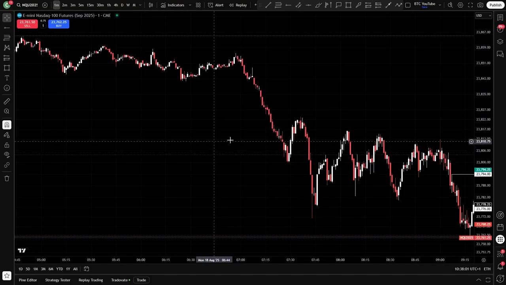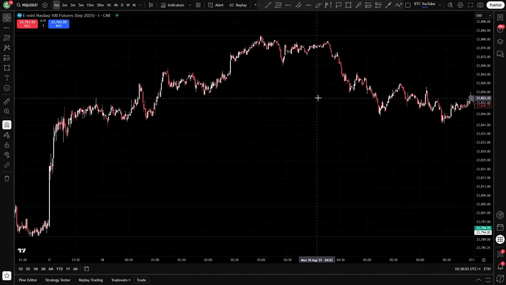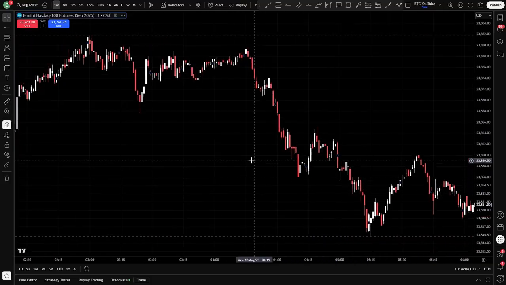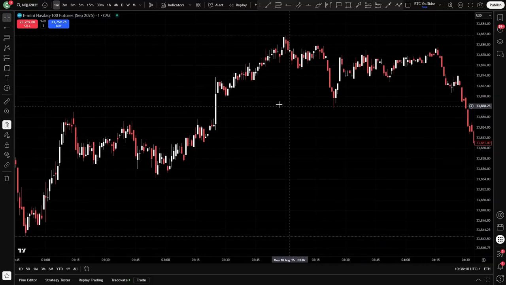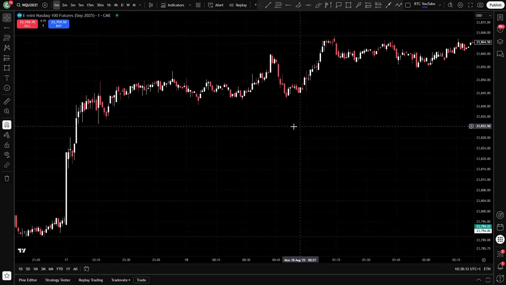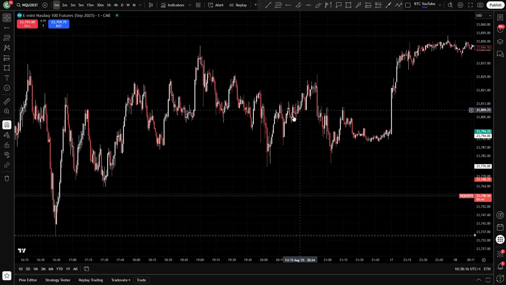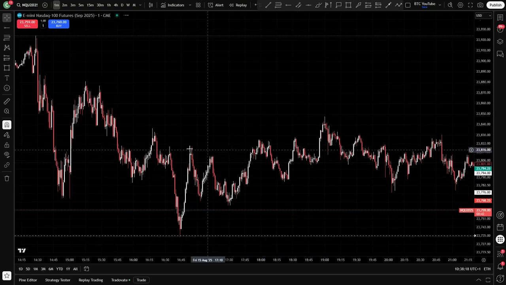Nothing here, just a bit of consolidation, but no major sweeps. You can see throughout the night here, not too much going on. Nothing that I can really see here that would have been anything decent, to be honest. Just a lot of accumulation, a lot of chop, to be honest, not many decent swings.